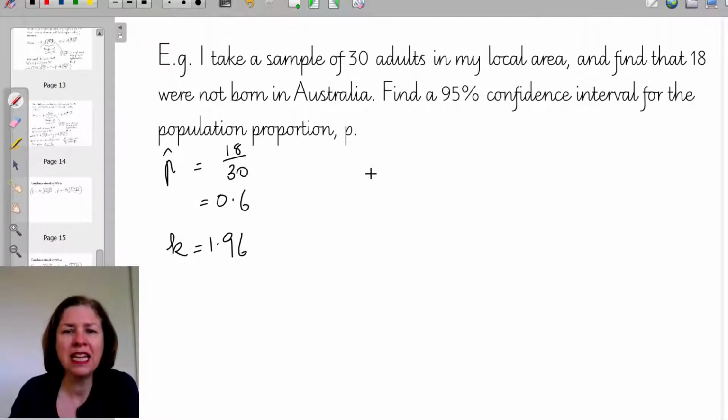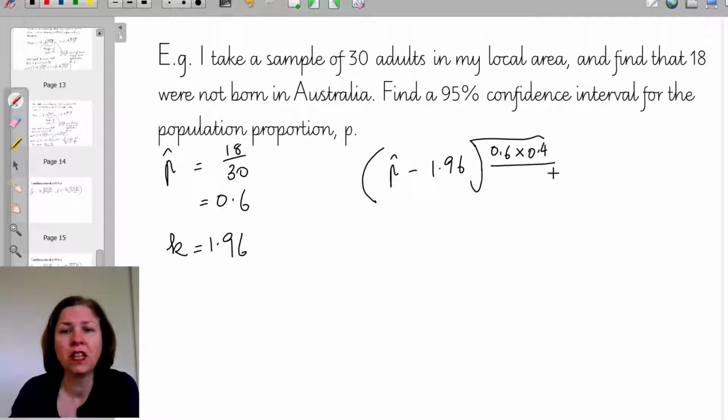And so my interval is going to be P hat minus 1.96 times the square root of 0.6, that's P hat, times 0.4, that's 1 minus P hat, over 30, that's N, and of course then P hat plus the same values.